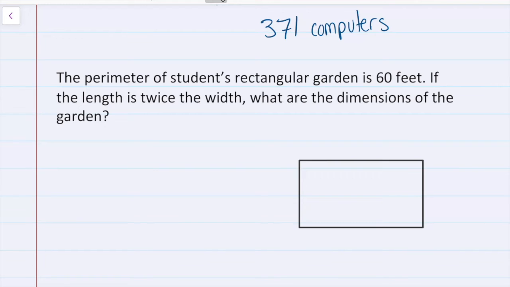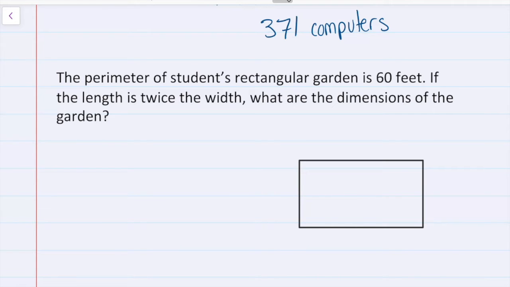Okay, so we have: the perimeter of a student's rectangular garden is 60 feet. And if the length is twice the width, what are the dimensions of the garden? I love these problems because I know students hate that "twice this, three times the number of that." But it's actually pretty simple if you take it a step at a time.